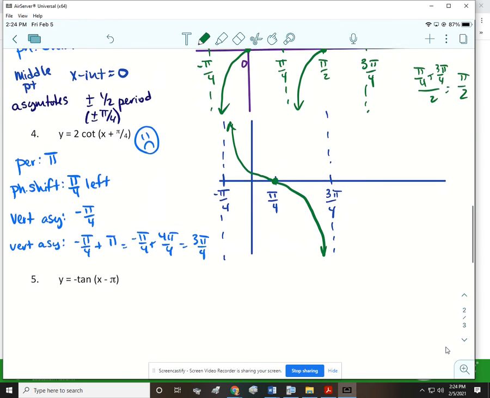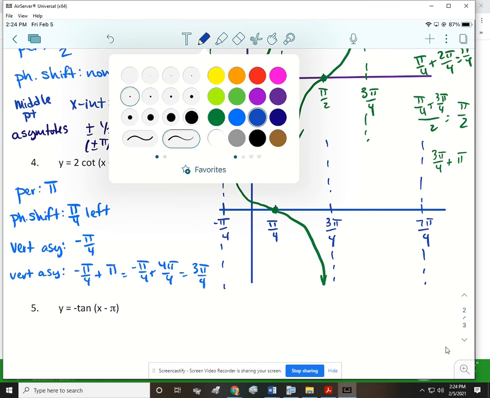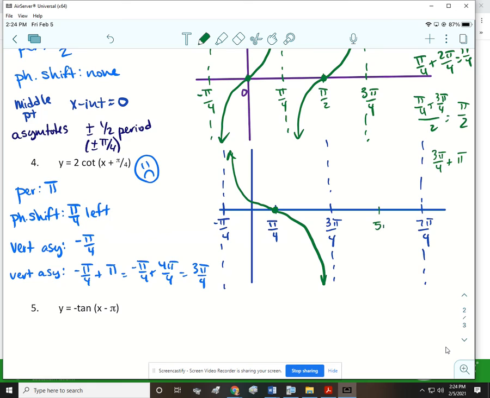Okay, and then to get my second period, I'm not giving myself enough room. I'm going to take my 3 pi over 4 and add my period to it. So 3 pi over 4 plus 4 pi over 4 is going to be 7 pi over 4. And then halfway between those is going to be 5 pi over 4. That's my middle. And then I draw my sad graph.